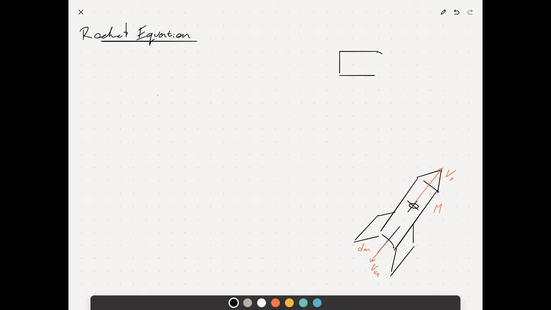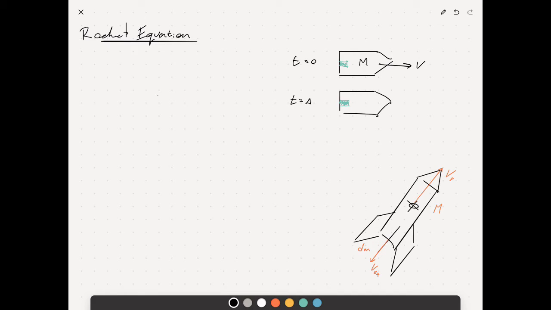So the way we're going to go about deriving the rocket equation is through momentum. This is going to be an oversimplification, kind of a way to explain how rockets work from a momentum standpoint. So we've got two frames, the first one being at t equals 0. At time equals 0, our rocket is going to have some mass m, and it's going to be traveling forward at some velocity v.